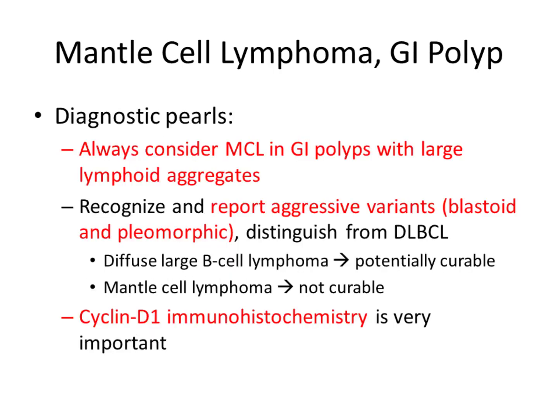Here are some diagnostic pearls. Always consider mantle cell lymphoma in GI polyps with large lymphoid aggregates. Recognize and report the aggressive blastoid and pleomorphic variants of mantle cell lymphoma. Distinguish these variants from diffuse large B-cell lymphoma using cyclin D1. Remember that diffuse large B-cell lymphoma is potentially curable, while mantle cell lymphoma is not.